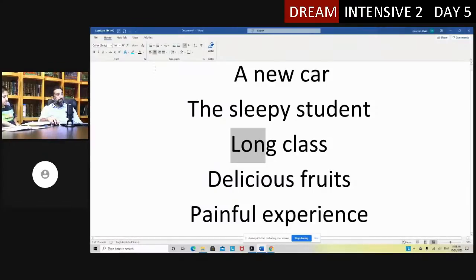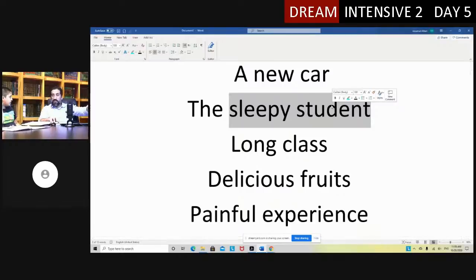Now, in Arabic, let's use the Arabic terms. The new would be the sifa. Car would be the mawsuf. What's the sifa and mawsuf in sleepy student? The mawsuf is student and the sifa is sleepy. Good. You work backwards. Mawsuf, sifa. That's how you're supposed to do it.